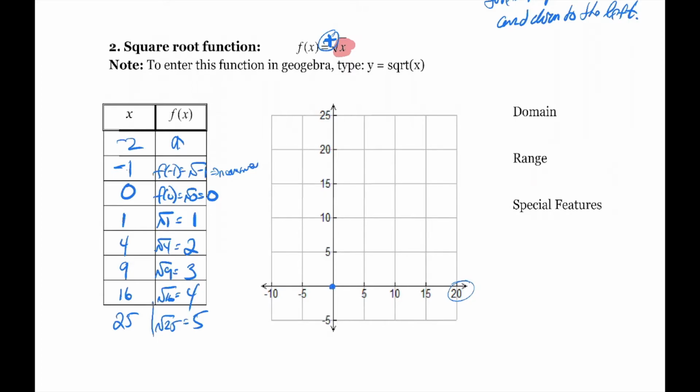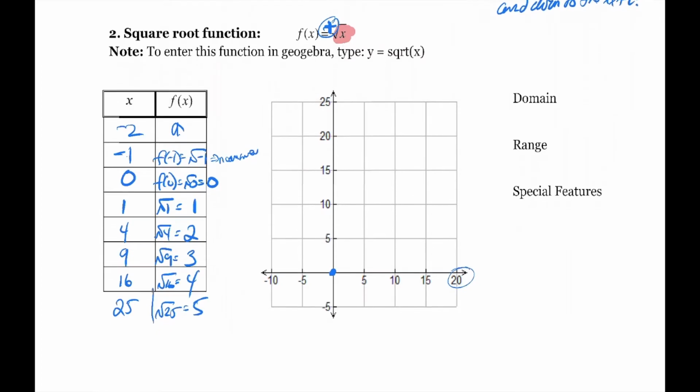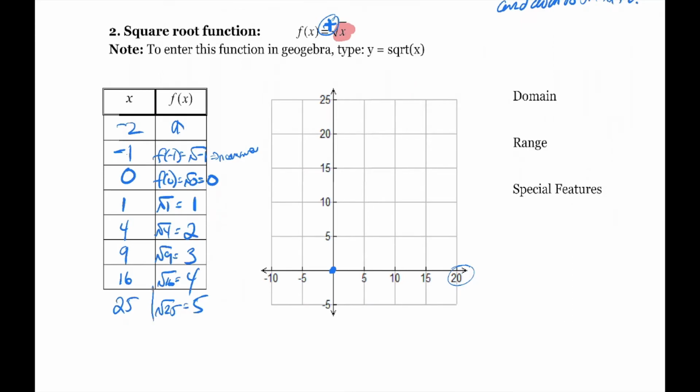So we get 0, 0. So a bit of an interesting scale we have here. So we're going to plot this carefully. 1, 1 might be right there. 4, 2 may be right around there. 9, 3. So we have a little bit more than halfway there. 16, 4. And then 25, 5, 25 might be out here. And we get 25, 5 over there.